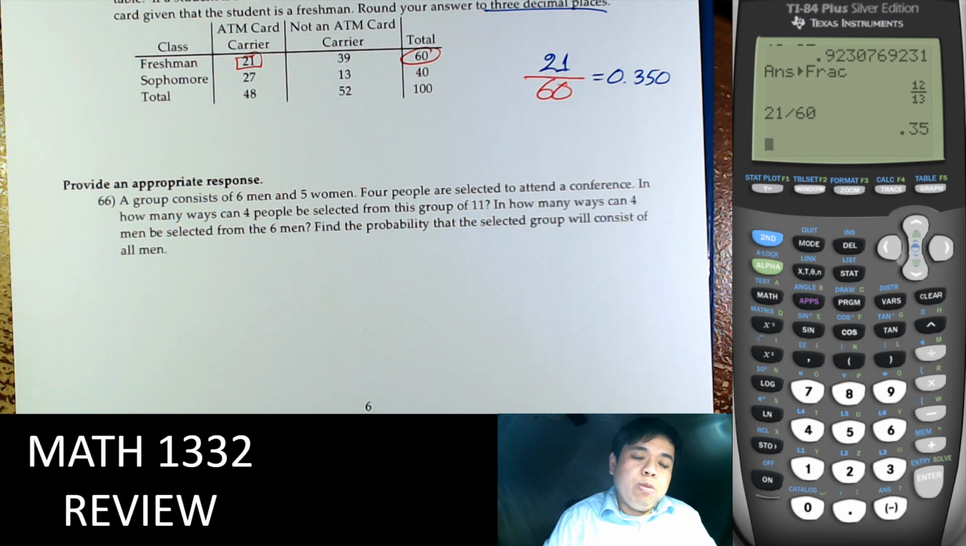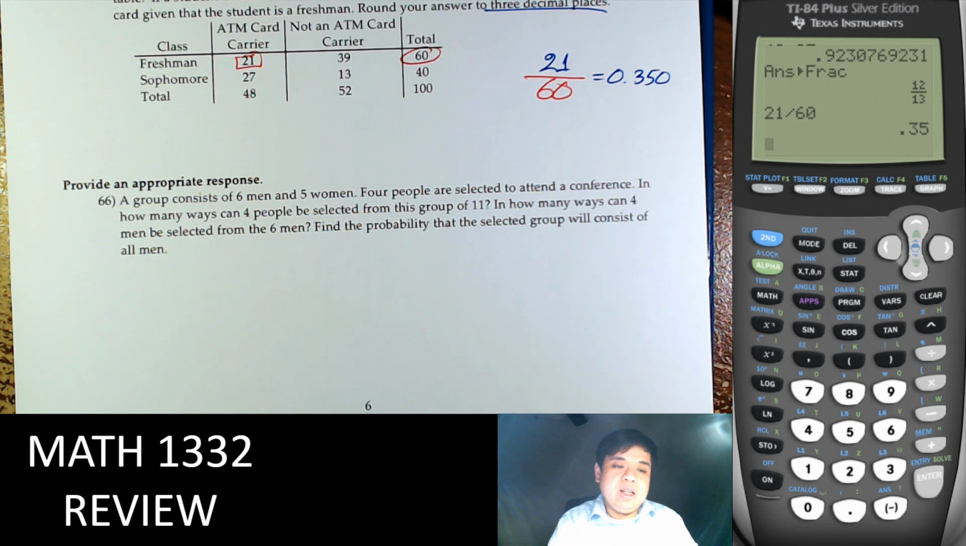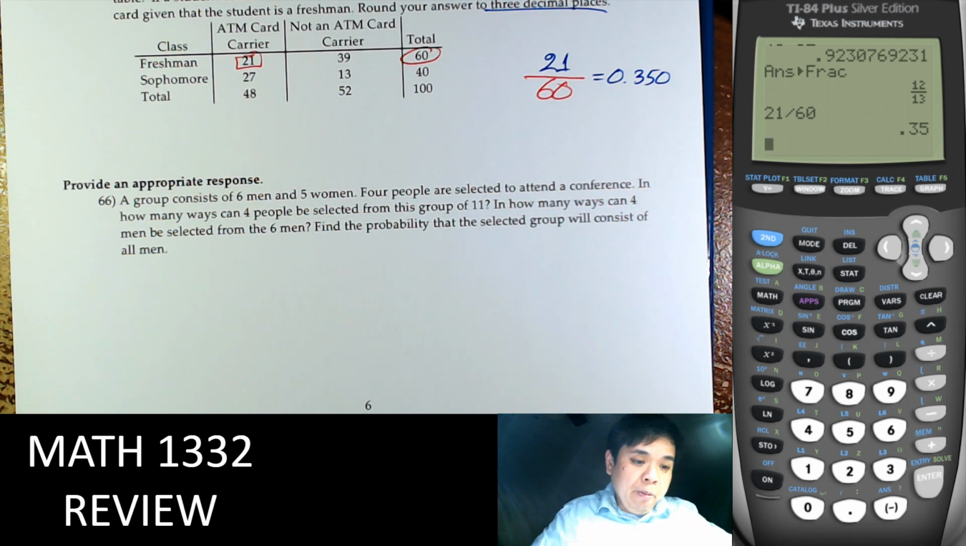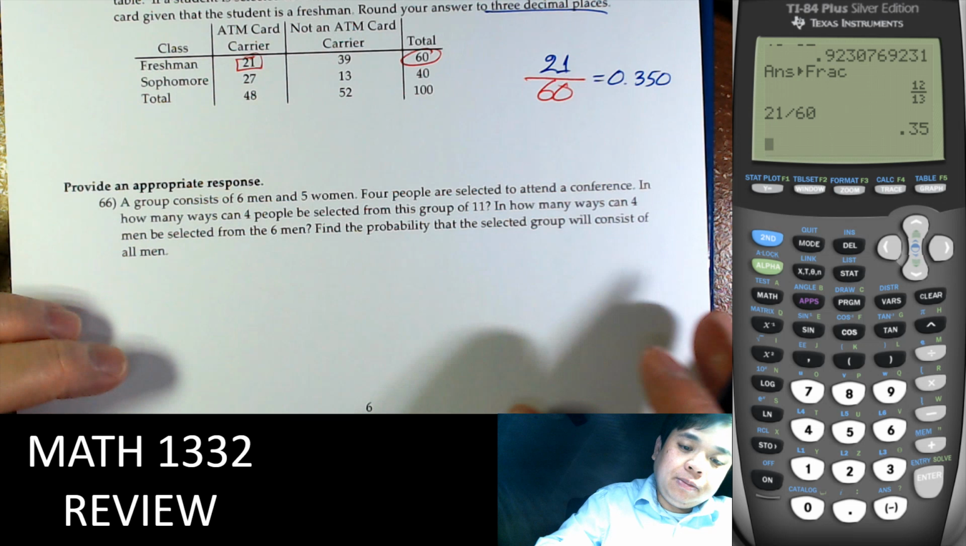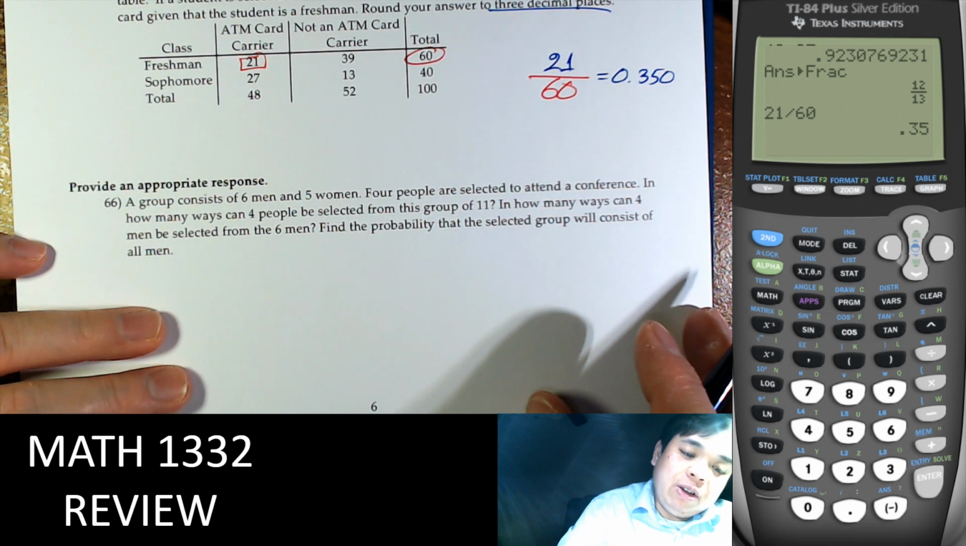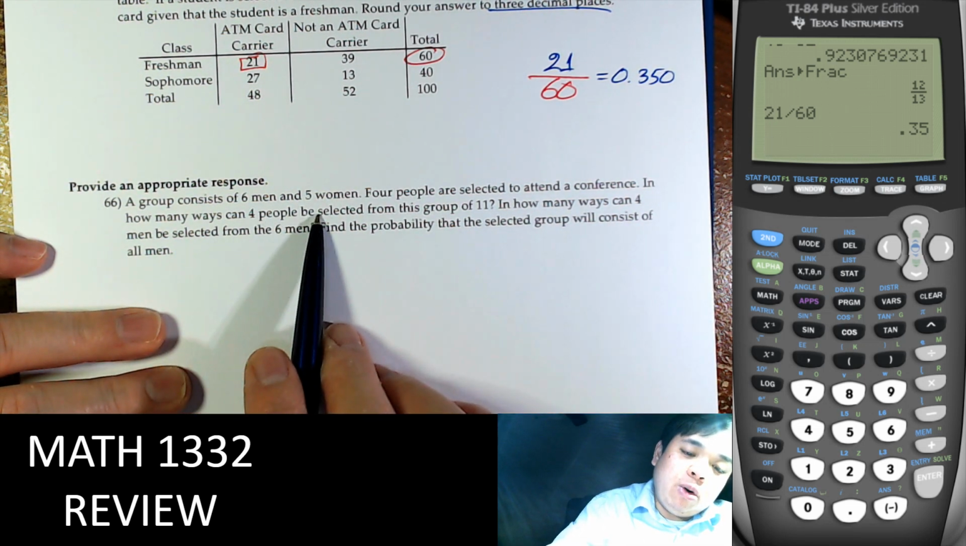Right. Next, a group consists of 6 men and 5 women. 4 people are selected to attend a conference. In how many ways can 4 people be selected from this group of 11? How many ways can 4 men be selected from 6 men? And find the probability that the selected group will consist of all men. We have quite a few things here. How many ways can 4 people be selected from this group?